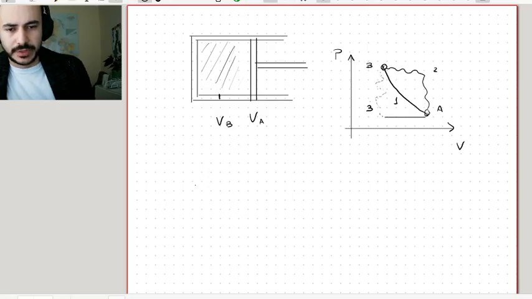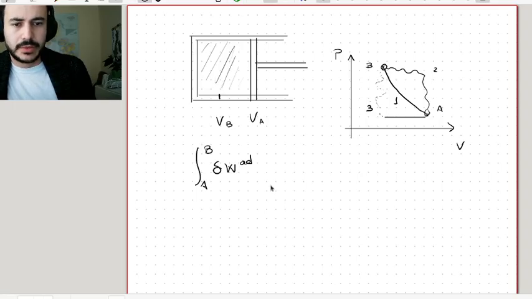So what I'm saying is that the integral from A to B of the adiabatic work, let's just write it like this, is always the same thing, regardless of the path. I don't have to specify a path in the integral, and I'm going to give a new name to adiabatic work. I'm going to call it internal energy.